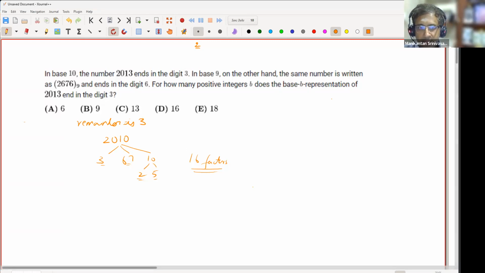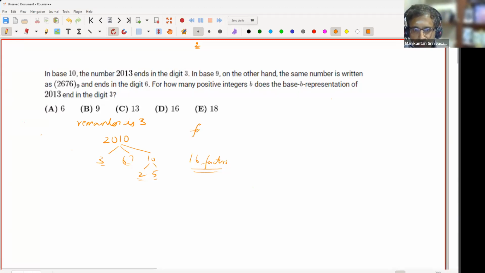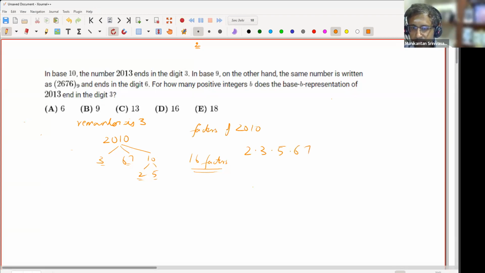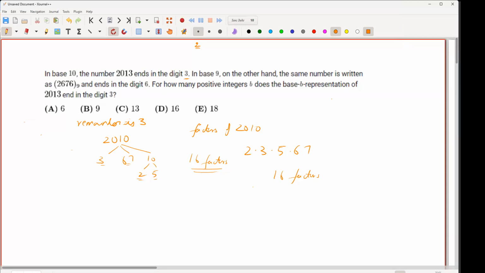So till here, everyone is fine. So it should be 2010 plus 3, right? So we are looking at factors of 2010. By prime factorization, you get 2 times 3 times 5 times 67, and therefore it has 16 factors. But the last concluding step is important. If the number ends in the digit 3, that means the base cannot be 3, 2, or 1, right? It has to be a higher base than that.